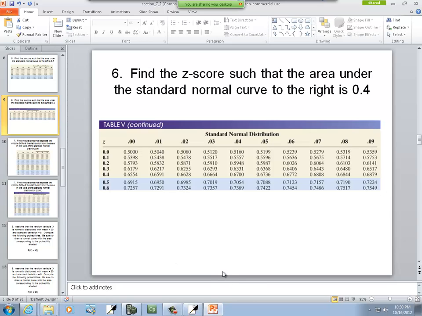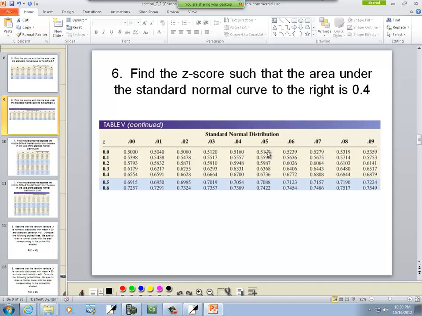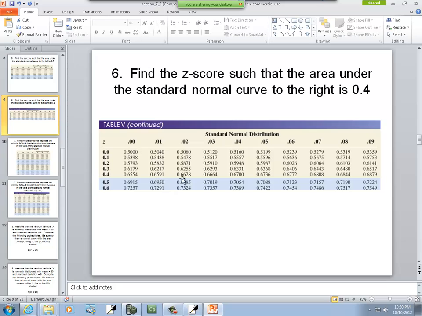This says find a z-score such that the area under the standard normal curve to the right is 0.4. So what they're telling us, it doesn't matter how you do your picture, we're just trying to get a visual. They're telling us the area to the right is 0.4, and we're trying to find this value right here. Well, all of this adds up to 100%, so if this is 40%, this has to be 60%. So we're going to look it up in our table and try to find the value that's closest to 0.6, and then I'll add 3 zeros, so 0.6000, and I come up here, 0.6000.